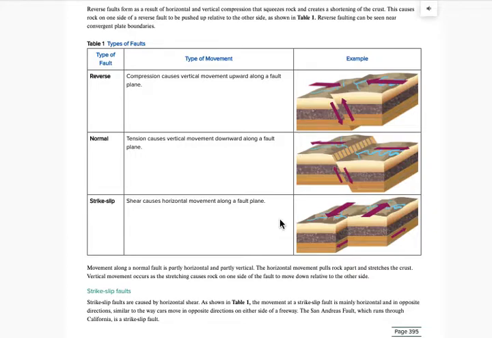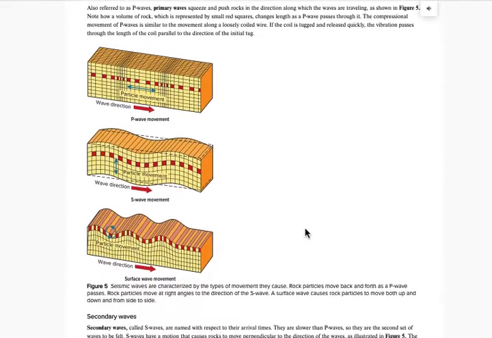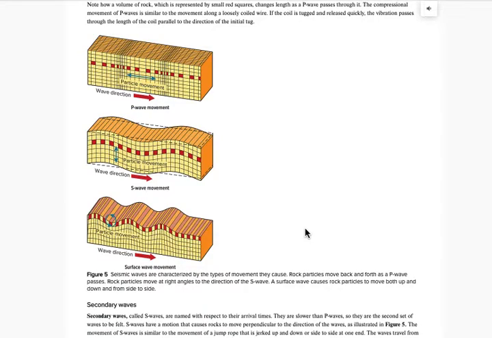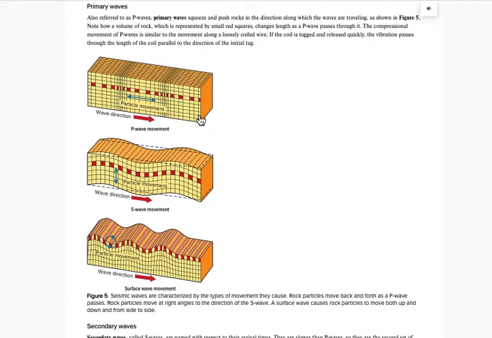And so the next thing that we're going to talk about is earthquake waves, because this is really what causes the energy in an earthquake. So with earthquake waves, I'll give you their names first. A P wave stands for primary wave, and an S wave stands for a secondary wave, and then you have something called the surface waves.